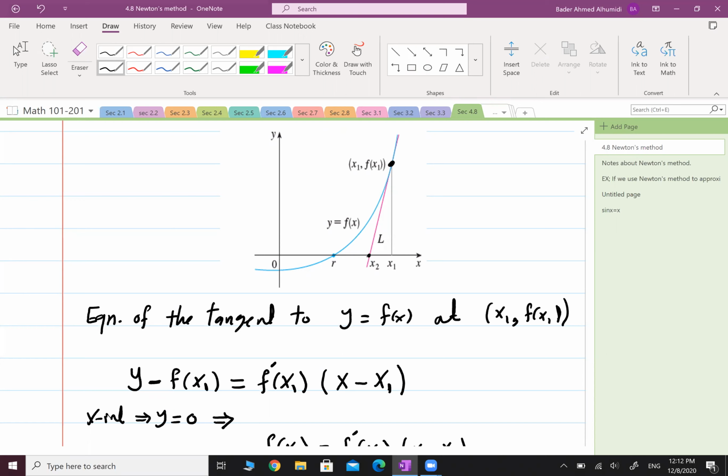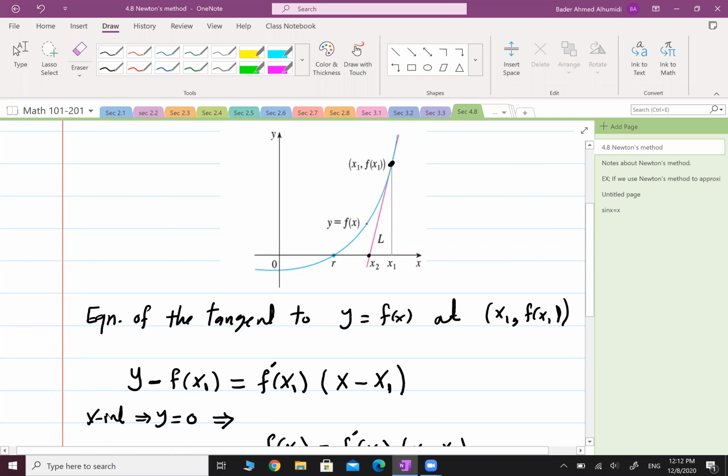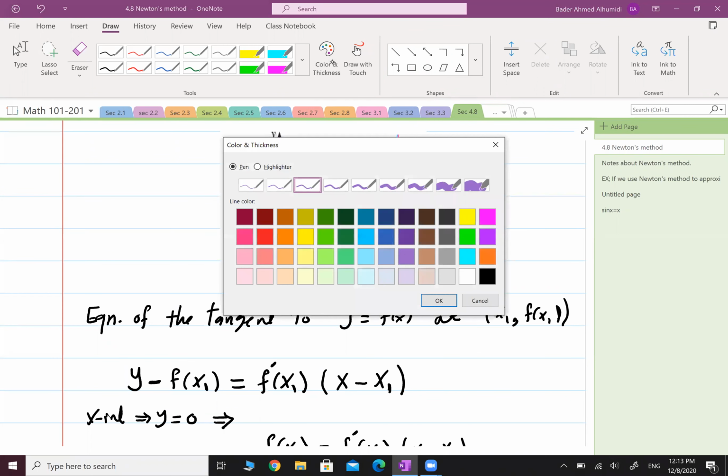And so on. Now what will I do next? I will go to the graph at x2 and I will draw a tangent line. That tangent line has an intercept. I call it x3. Notice what is happening to x1, x2, x3. What's happening here? They are coming closer and closer to what? To the root. Now I will go to x3.